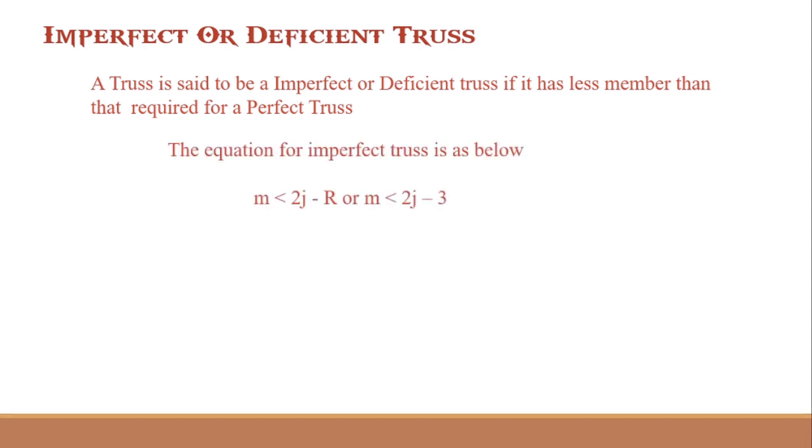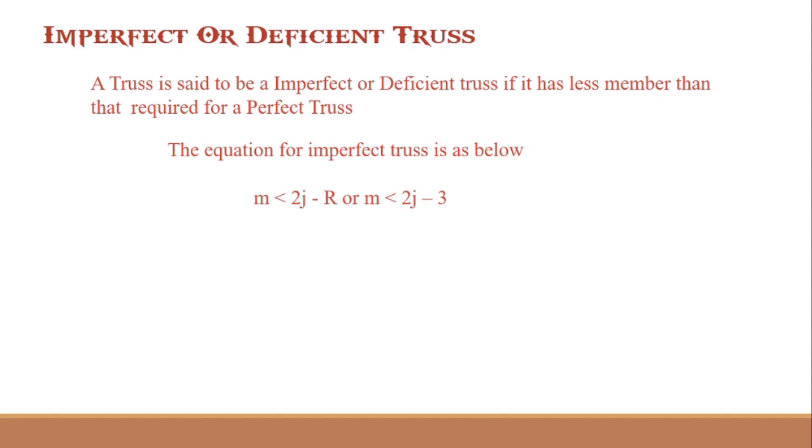So how do we define the deficient truss? A truss is said to be imperfect or deficient if it has fewer members than required for a perfect truss. So the equation will be m less than 2j minus 3. The equation for an imperfect truss is m less than 2j minus 3. That is, the members should be fewer than 2j minus 3, or 2j minus r. Here r is nothing but 3, because there are three equations of equilibrium. I already told you in the chapter on equilibrium of forces.